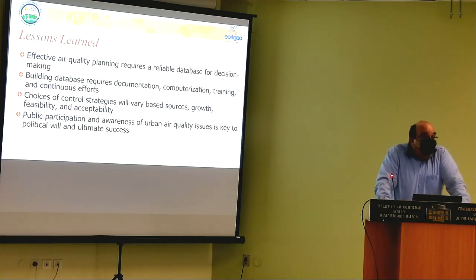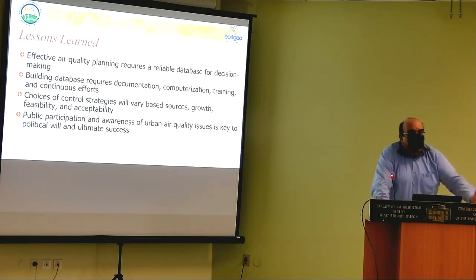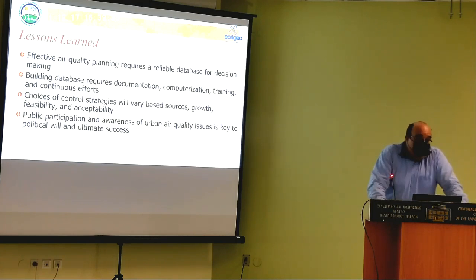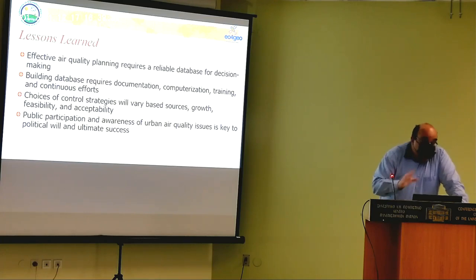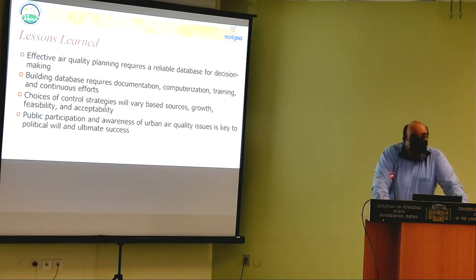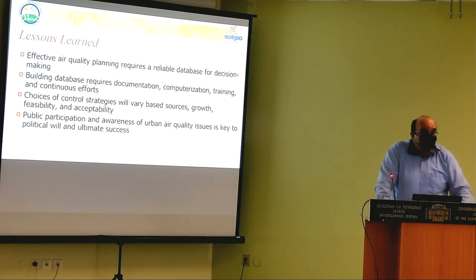There are control strategies that can vary depending on the sources, on the feasibility and the acceptability. Feasibility is another important factor. You cannot say, okay, I will close the harbor because the harbor is a very important pollution source in the city. It's not feasible to close the harbor or to close an airport or to close a main road in the city. It has to be feasible, and of course it has to be acceptable. And the public should take part and be aware that there is a problem, so you can have the acceptance from the public, and then you have the acceptance also from the policymakers.